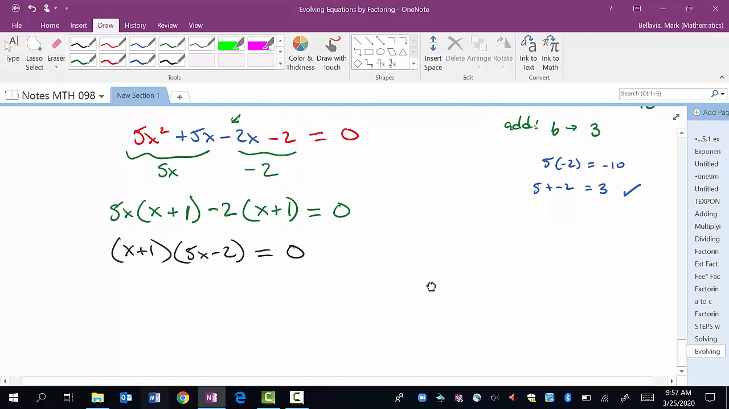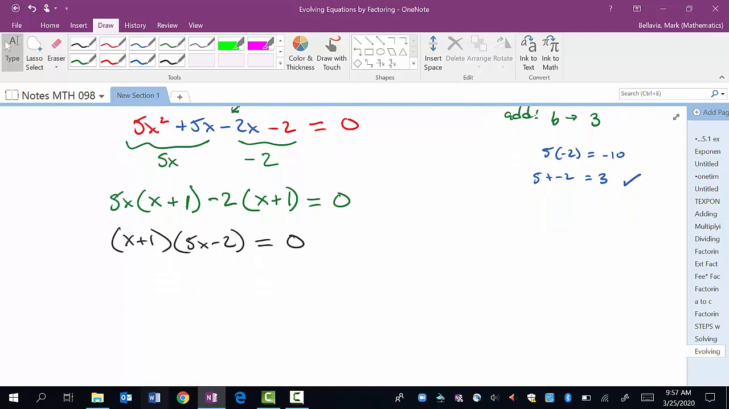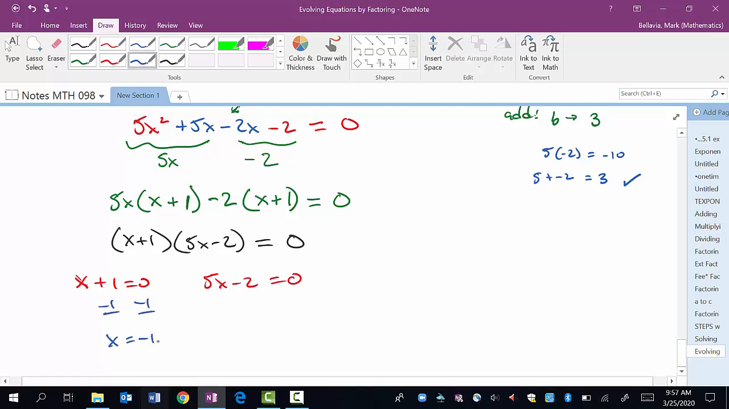And then you want to set each of your factors equal to 0. So remember, now it's factored completely. Now we're allowed to set each of the factors that have a variable equal to 0. So I set x plus 1 equal to 0. I set 5x minus 2 equal to 0. Solving the first one, I'll subtract 1 from each side to get x equals negative 1.